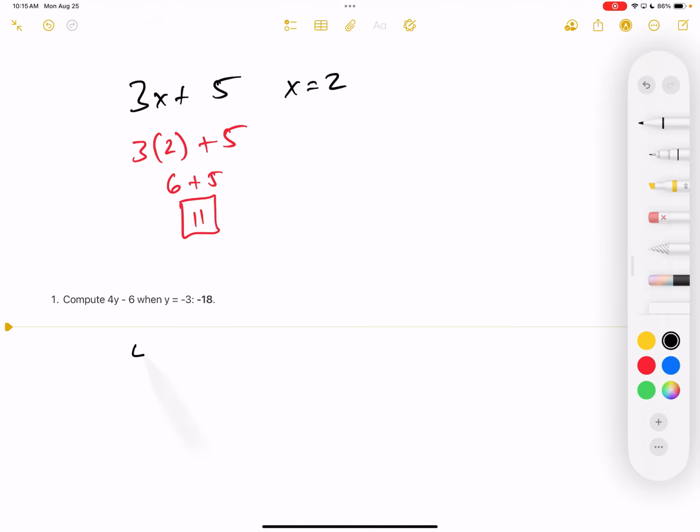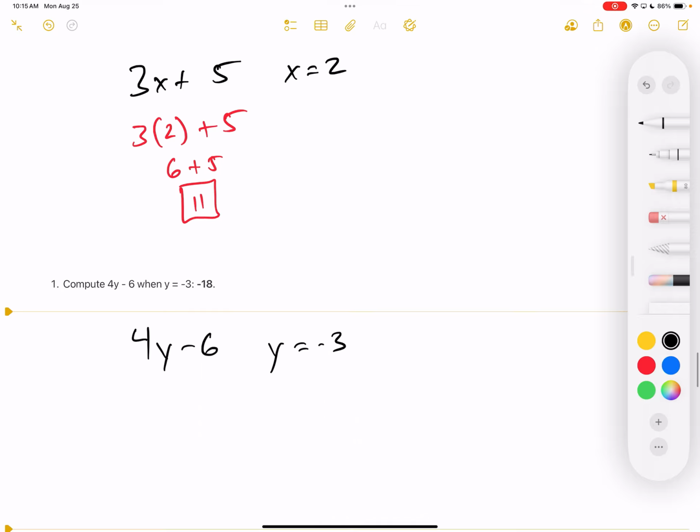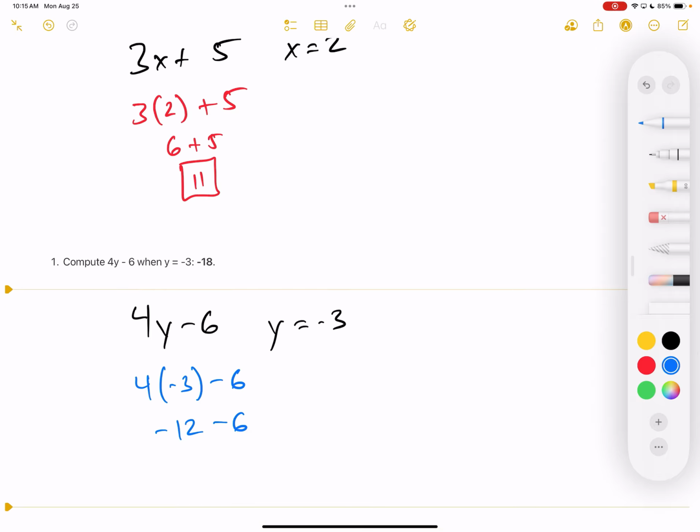So on the next one, it's 4y minus 6, and it says y is equal to negative 3. So I plug a negative 3 in for my y. Be careful with your signs here. 4 times negative 3 is negative 12. Negative 12 minus 6. If I owe you $12 and then I borrow 6 more, I owe you 18.